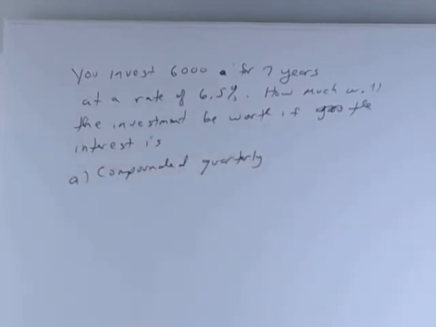All right, so you invest $6,000 for 7 years at a rate of 6.5%. How much will the investment be worth if the interest is compounded quarterly? So every 3 months, the interest is earning interest. Okay?